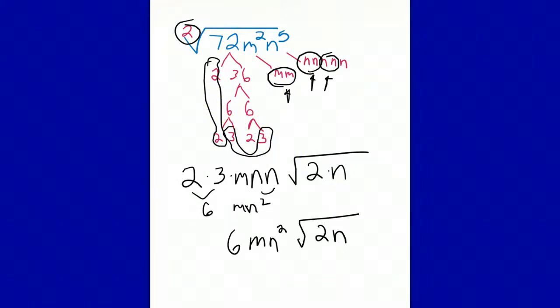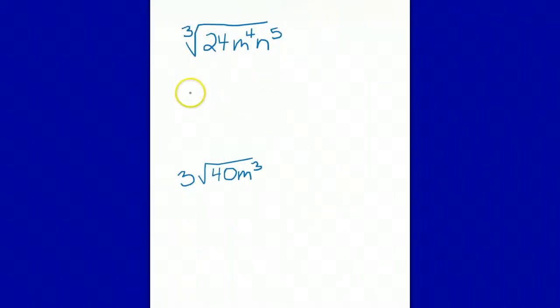Let's do another problem. I've got 2 of them to do. I decided to go up a little bit to cubes. Remember, we can repeat the same process with fourth and fifth roots, but I'm going to stop at 3 because I think you're going to get the point after a while. So I'm doing the cube root of 24 m to the fourth n to the fifth.